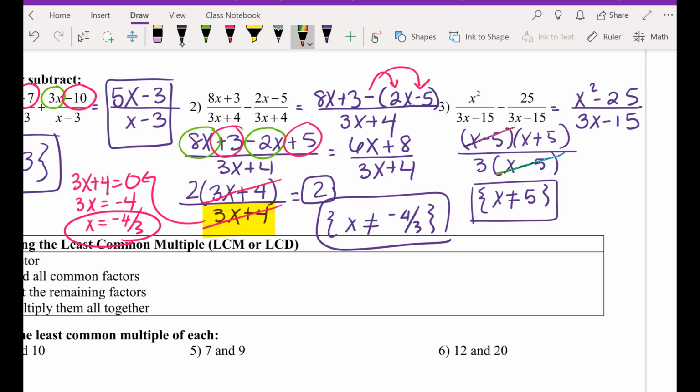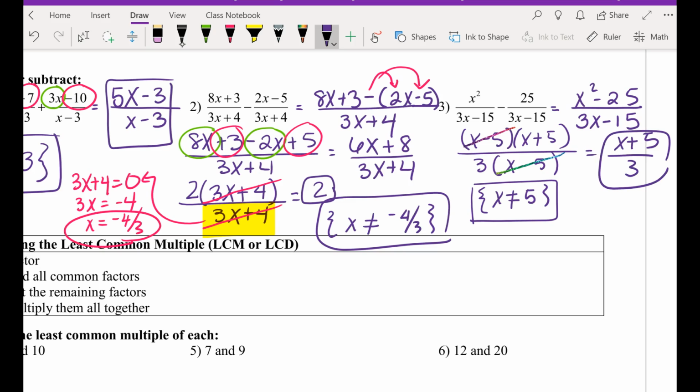Okay. Can I write 0? No. Because there's nothing that you will be able to solve in the denominator that equals 0. So when we cancel out the x minus 5 from the top and bottom, Josh, final answer. X plus 5 over 3.